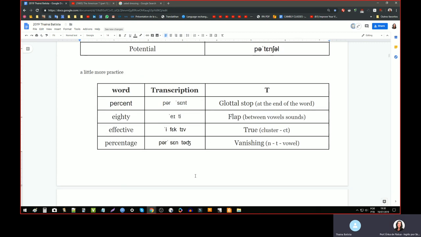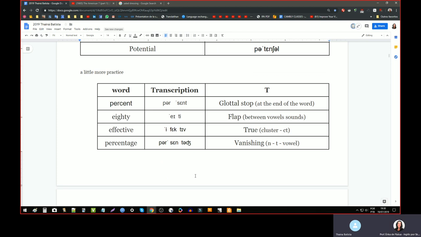And excellent. Again, I chose some words from the texts that I had read during the week and tried to classify which kind of T sound it was. So, first, percent, person, percent. That is a glottal stop because the T is at the end of the word. Yeah, glottal stop.